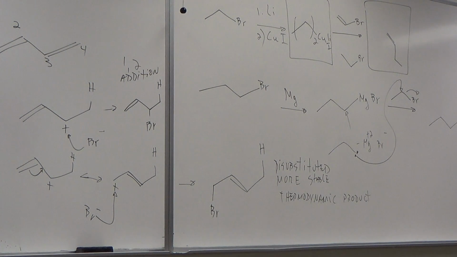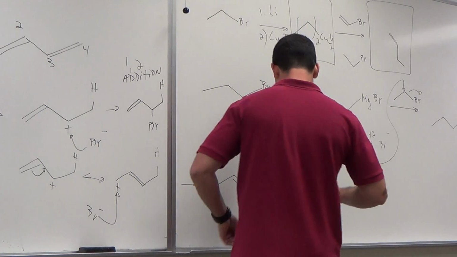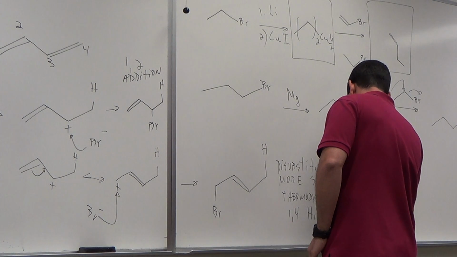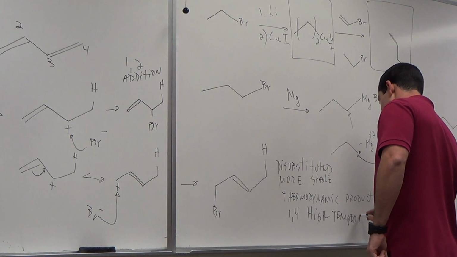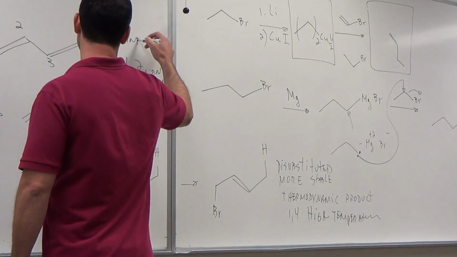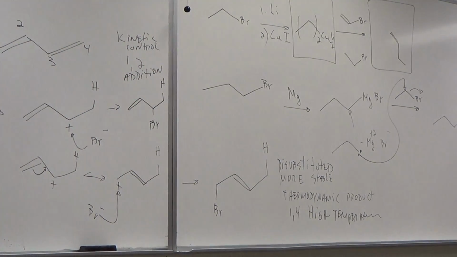What do you get at low temperature, guys? 1,2 or 1,4? 1,2. Kinetic or thermodynamic? Kinetic. Wait, which one did you say was kinetic? I'm sorry, you were going so fast. No, that's okay. I can tell you again. Thermodynamic is 1,4. Exactly. 1,4 is thermodynamic, at high temperatures. 1,2 addition is kinetic control, and low temperatures.